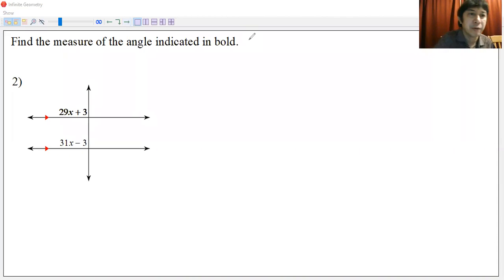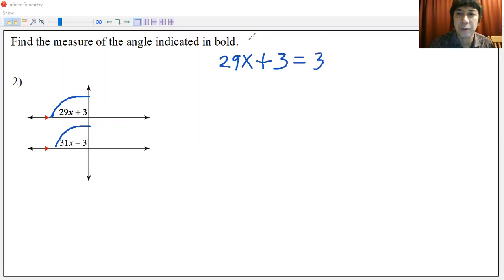By definition, this and this are supposed to be congruent or equal in measure, because the red symbols mean the two lines there are parallel. So again, the working equation here is the angle represented by 29x plus 3 is equal to 31x minus 3. There. Corresponding angles are equal.